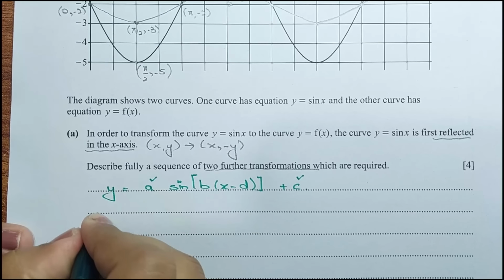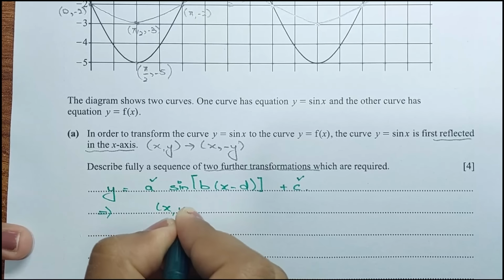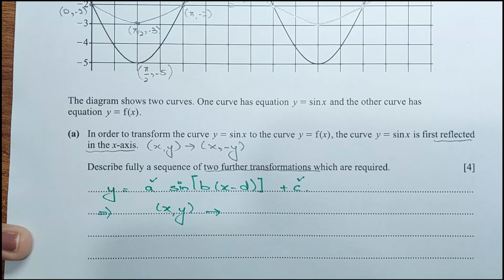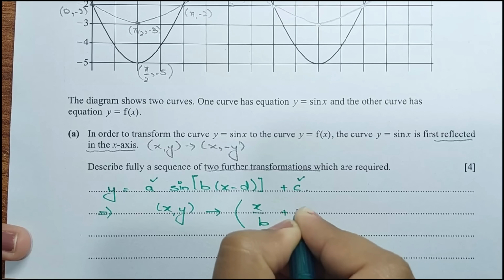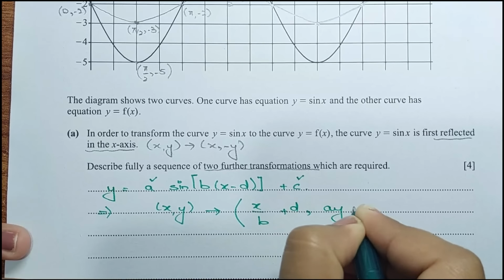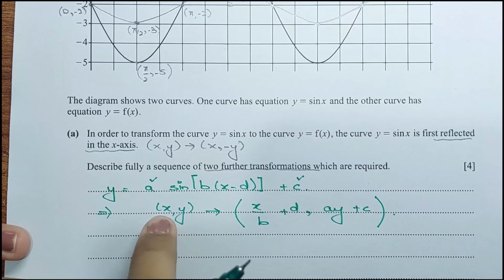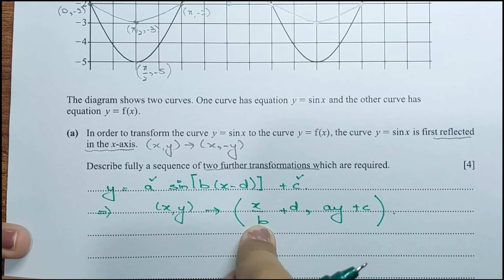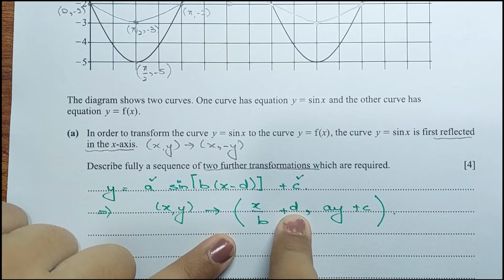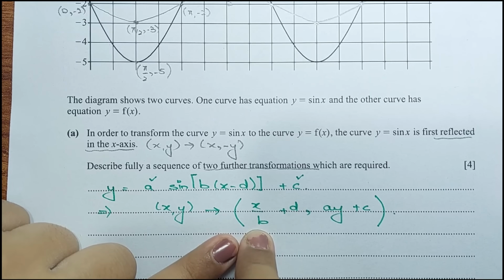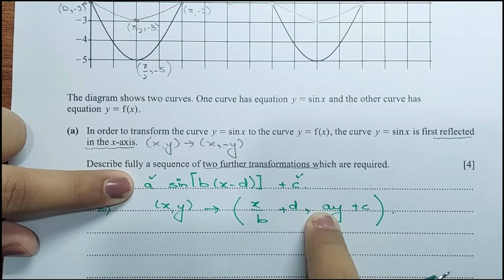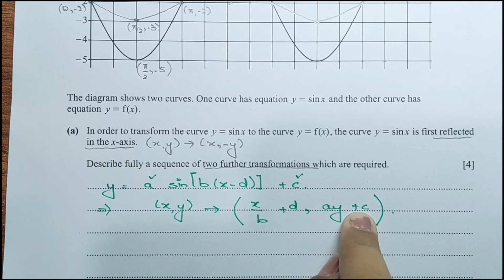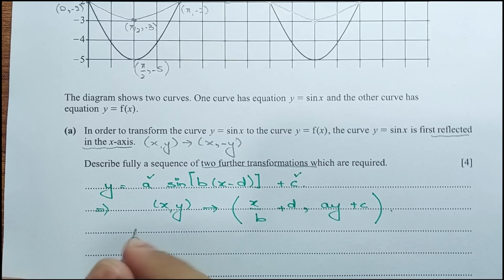All right, so how do the x, y coordinates change? The x, y coordinates change to x over b plus d, and a y plus c. So x changes to x by b plus d. Since there is no horizontal translation, d value is 0. There is no horizontal stretch, b is just 1. There is some vertical stretch as well, and there is a vertical translation as well. Let's see how much the vertical stretch is.